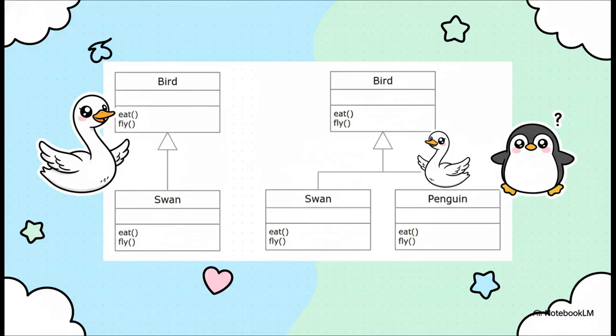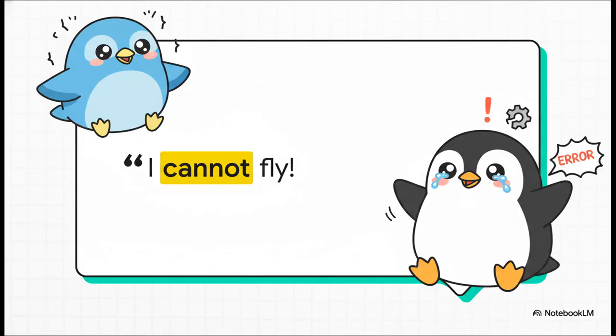So we create a base bird class that has a fly method. The swan can fly, awesome. But the penguin, it's definitely a bird, but it absolutely cannot fly. Suddenly, our seemingly logical design has a major contradiction. So our bird class made a promise. It promised a fly method. When we get around to writing the penguin class, what are we supposed to do with that method?